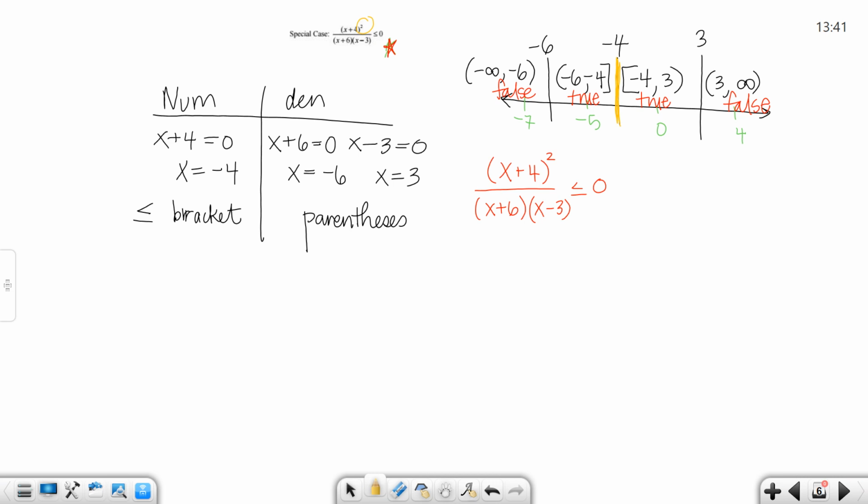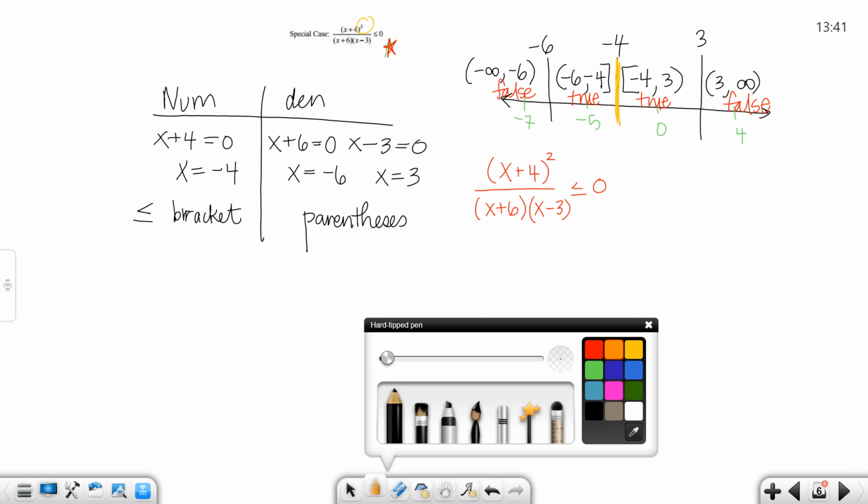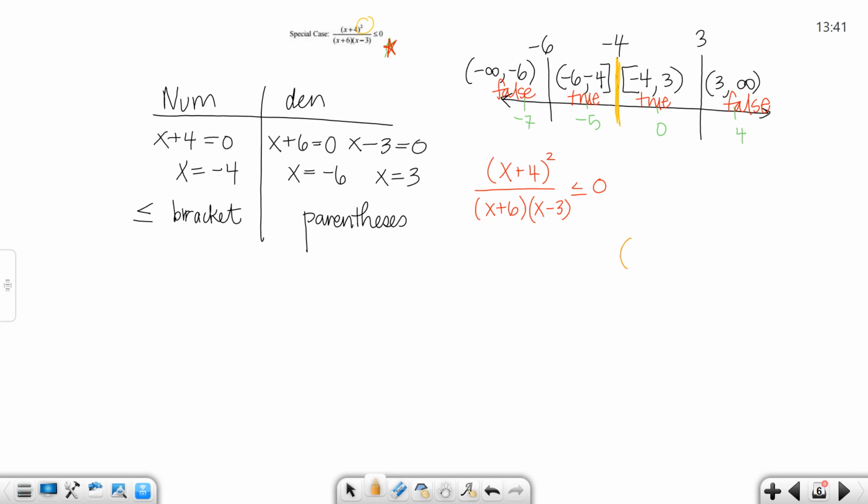Remember to write your answers. You're always picking your true regions. So you could say it goes from negative 6 to negative 4, union negative 4 to 3. Okay, that's a good answer. But you'll say, well, that's just that whole interval. You could have also written it as negative 6 to 3. That would have also been correct.